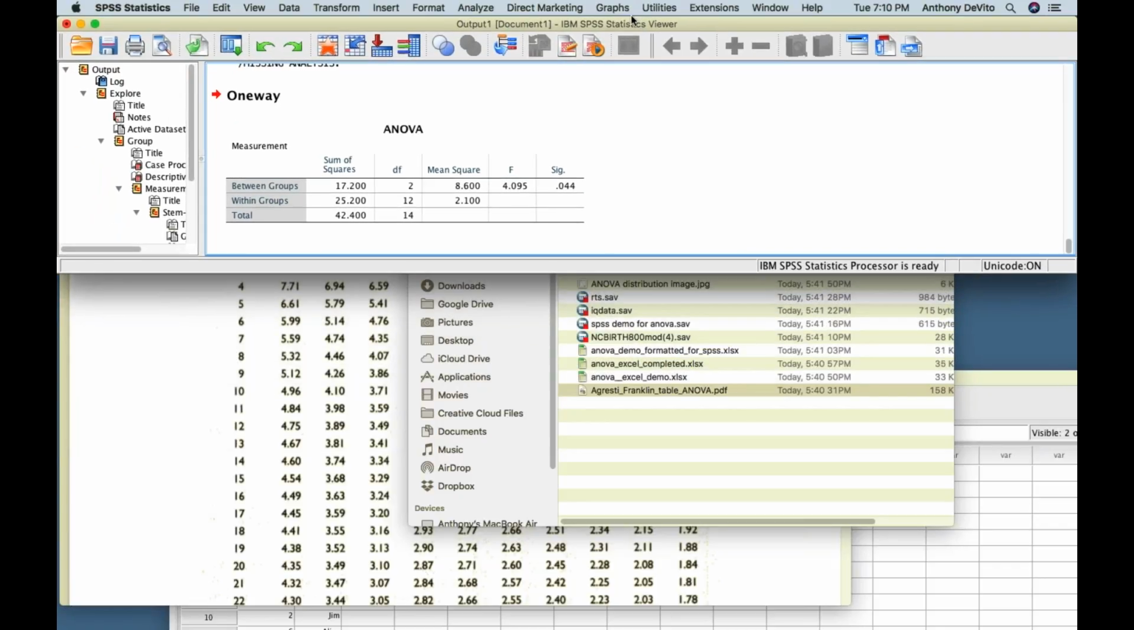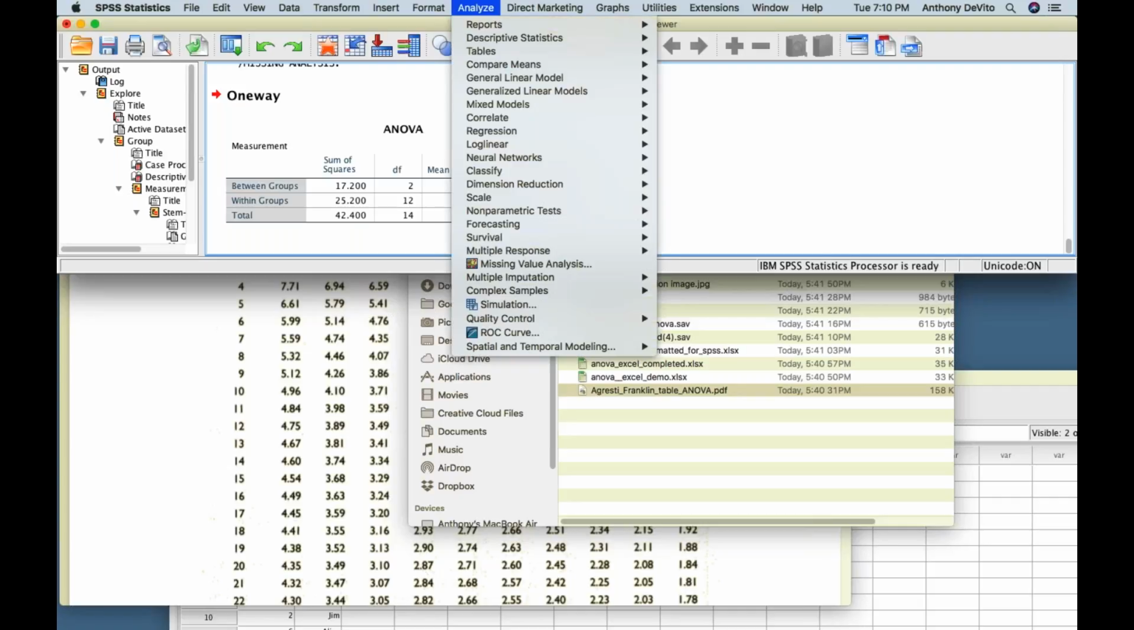Post hoc in Latin, I took a little a million years ago, I think means after the fact, basically, right? So after the fact, we successfully rejected a null hypothesis. We can go back and do another analysis.